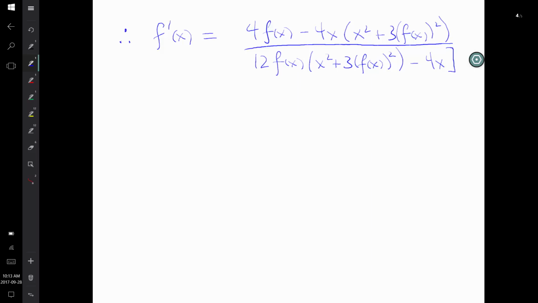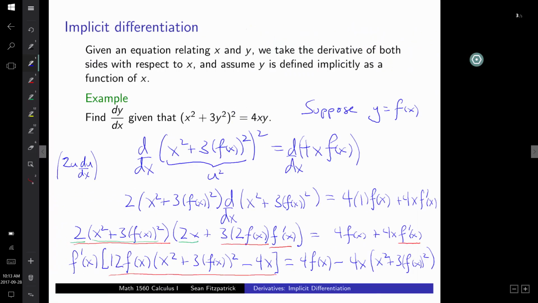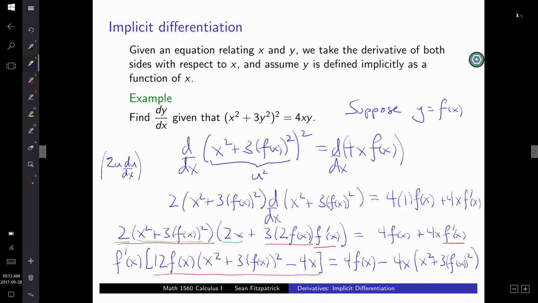How can you do this a little bit faster? So the way you do it a little bit faster is, if we go back to the beginning, we don't really bother to make this substitution, right? So we're assuming that y is defined as a function of x, but we leave this, as the name suggests, implicit. We don't actually plug it in. But what that means is when we take the derivative of both sides, whenever we take the derivative of something involving y, we need to multiply by f prime, right?